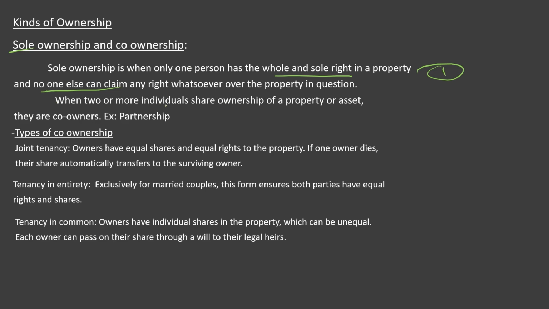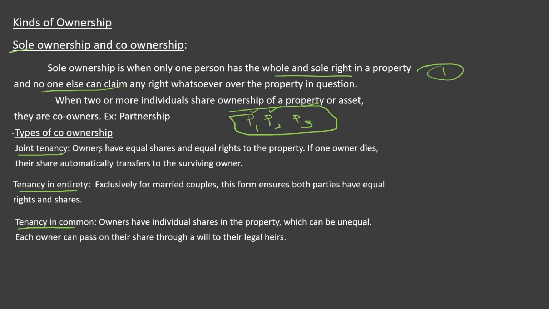And when two or more individuals share ownership of a property or asset, they are co-owners. For example, there are three partners, partner 1, 2, 3, and they have purchased a property. So in this case, the property belongs to these three persons. The co-ownership is further divided into joint tenancy, tenancy in entirety, and tenancy in common.